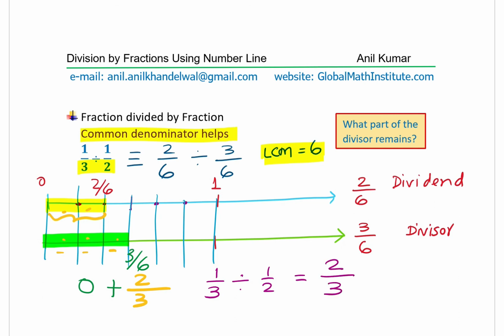Once again, the question here, what part of the divisor remains, is key to understand. So the ratio, do you see that? What remains is these two parts, and here we have three parts. So 2 out of 3 remains, and that is the answer. So when you take common denominator, in that case, it really helps.